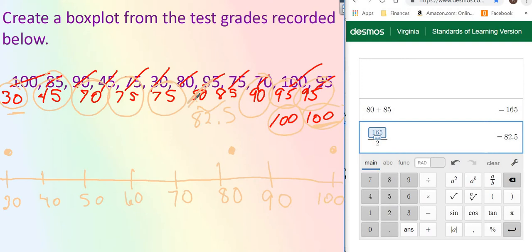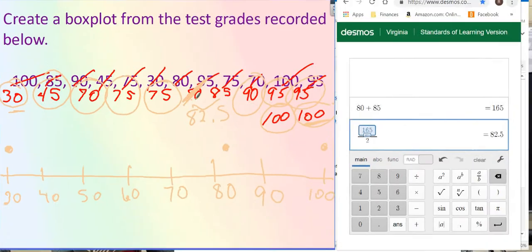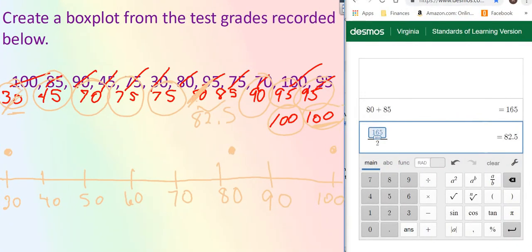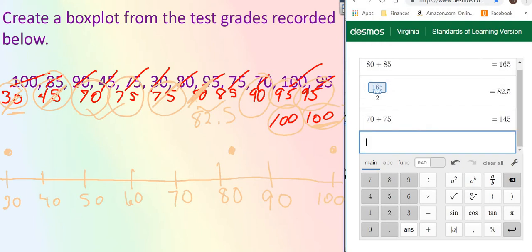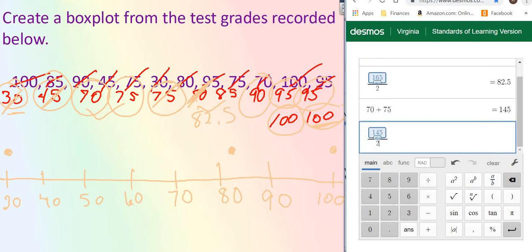So I've got an 80, I've got 30, I've got a 75 and a 45, then I've got 2 left, so I have to do an average of those 2 numbers. So I'm going to take 70 plus 75, and then divide that answer by 2, which gives me 72.5. So I'm going to go ahead and draw a circle with 72.5.